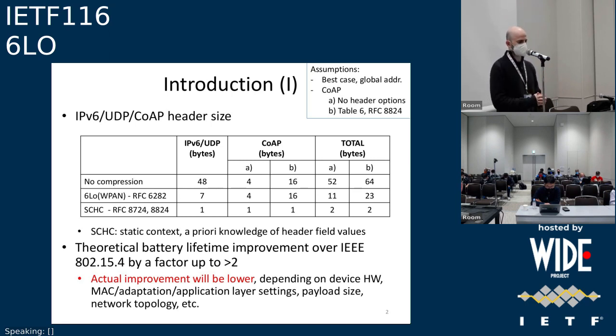For example, a battery lifetime improvement for a node that's using 15.4 as the radio interface by a factor which, as you will see later, might be even greater than 2 in some cases. The caveat is that the actual improvement will be lower, since it will depend on specific device hardware features like the sleep current consumption, MAC adaptation or application layer settings, the payload size, network topology, and so on. Next, please.